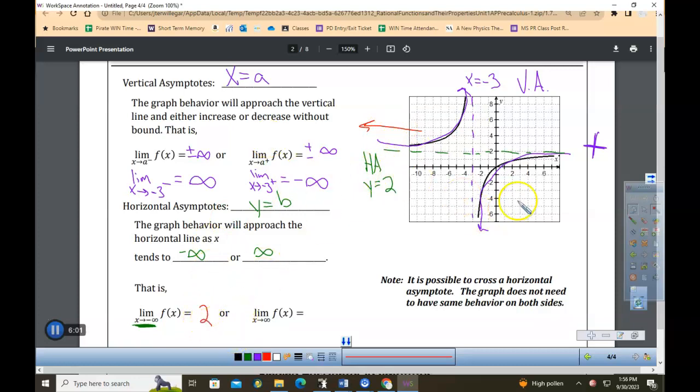And that's also going to be true since it's a horizontal asymptote. As I go to positive infinity, as I go to the right side, my graph is also approaching 2. Okay? So you approach the horizontal asymptotes as you go to infinity. And when you approach your vertical asymptotes, they go to infinity.